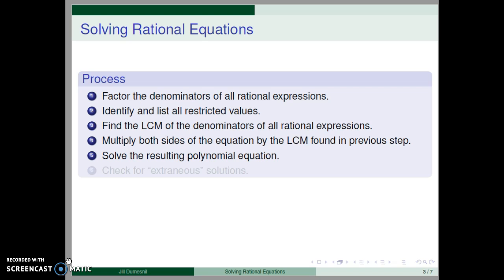Next, solve the resulting polynomial equation. And finally, check for extraneous solutions. An extraneous solution is a solution that results from the algebra, but is not an actual solution to the original problem. Typical types of extraneous solutions are answers that either make some expression undefined or don't make sense in a particular application. For example, a value that makes the denominator equal to 0 or a negative length in an application problem would be an extraneous solution.